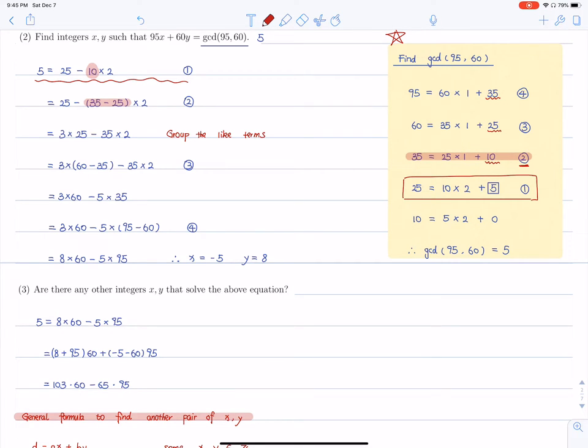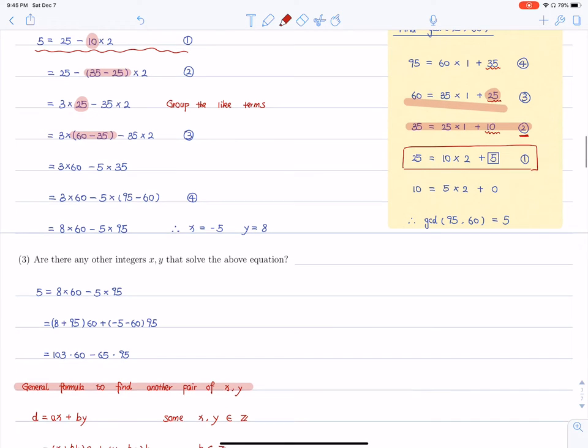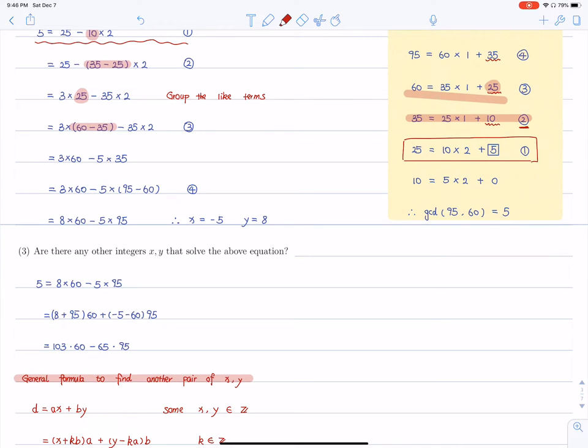After we group the like terms, you'll see that we get stuck. We don't know what to do next. This is the time you check your third step. We have 25 here. We just need to substitute our 25 with 60 minus 35. This is by step 3. We know that 25 equals 60 minus 35. So we do that, and then again you open a bracket and group the like terms. You'll get 3 times 60 minus 5 times 35.